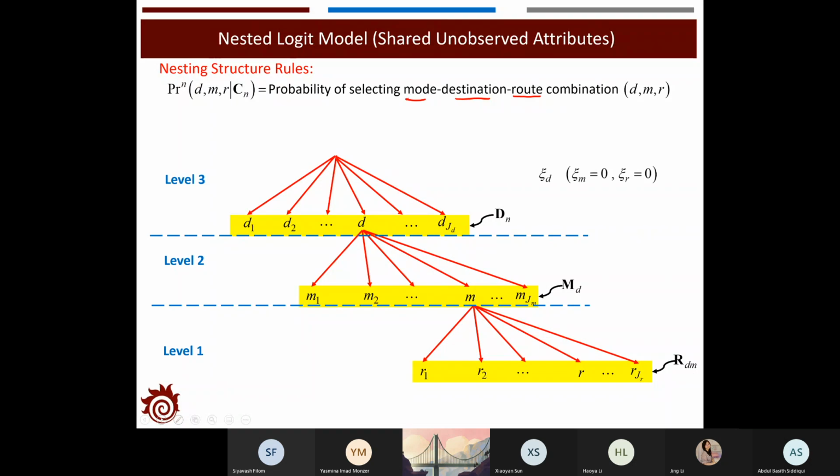In level 1, we will only have the error terms for the destination. We set the epsilon m and epsilon r to be 0. And in level 2, we will only have the epsilon dm for the destination and mode combination.